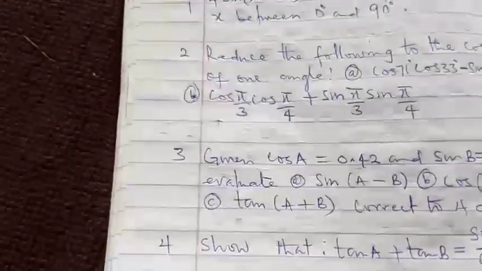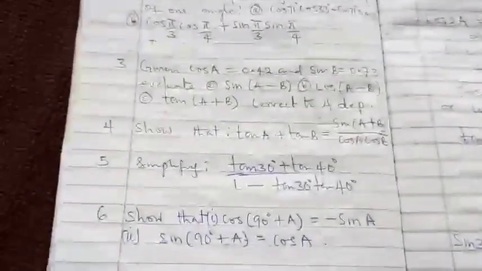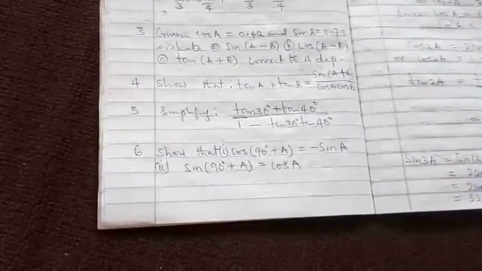For that one, there is a division line there. Tan 30 degrees plus tan 40 degrees, divided by that, the division line is there. Simplify tan 30 degrees plus tan 40 degrees divided by 1 minus tan 30 degrees tan 40 degrees.